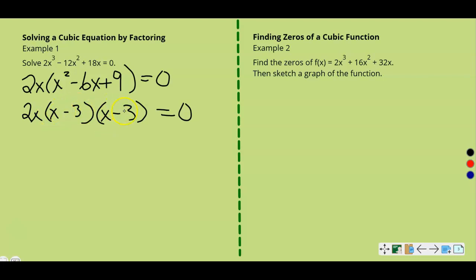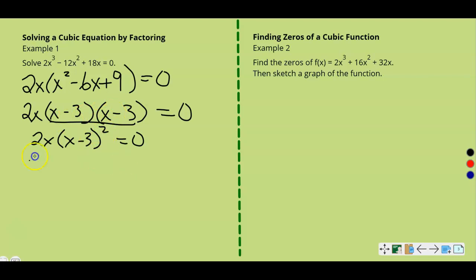So you can double check. x times x is x squared. Minus 3x and minus 3x give me negative 6x in the middle. Negative 3 times negative 3 is positive 9. So you can use the distributive property to check to see if you factored it correctly. All right, so now we do have a double 0, so we can write this as 2x times x minus 3 squared equals 0. And that's the same thing. It's just kind of condensed, showing that this factor shows up twice.